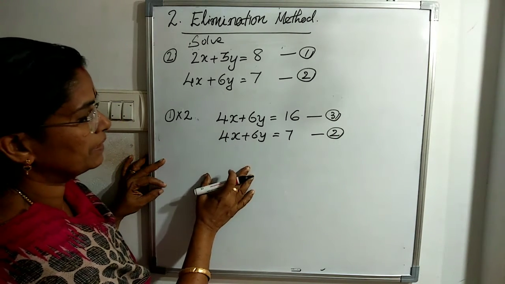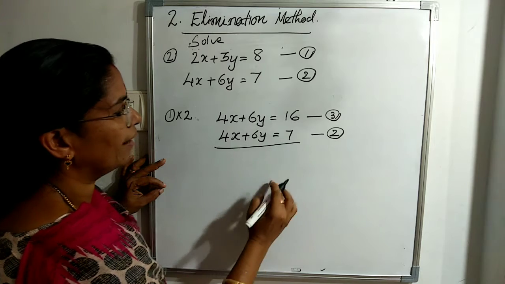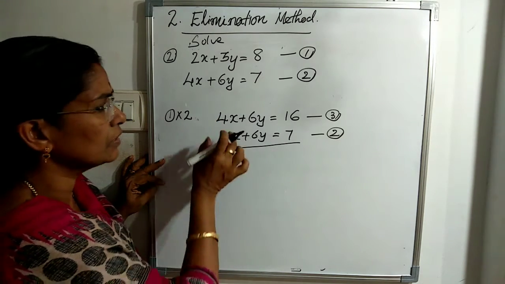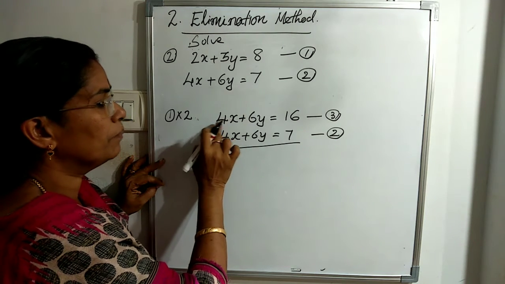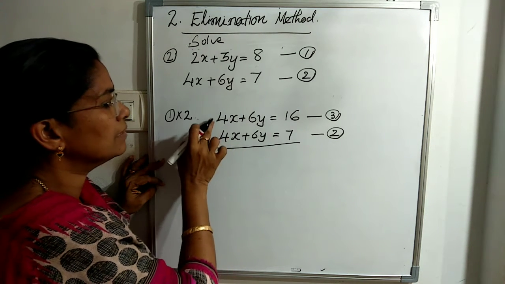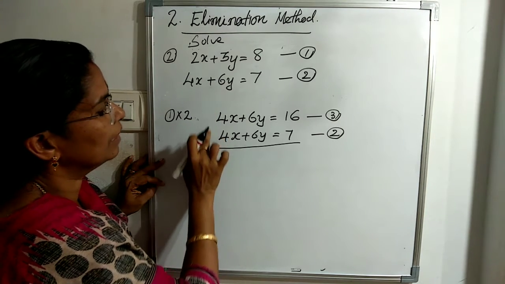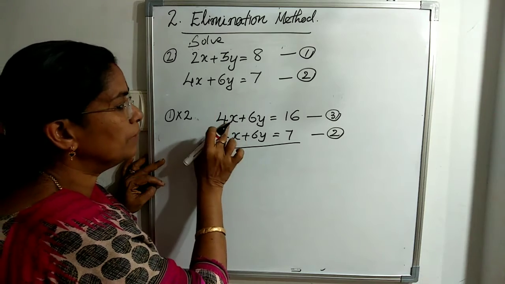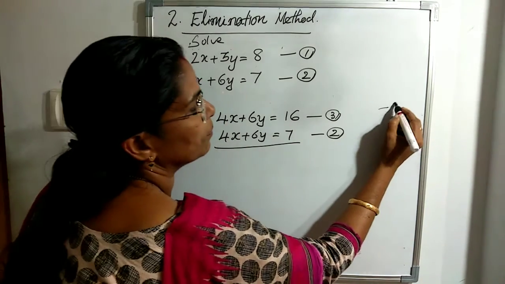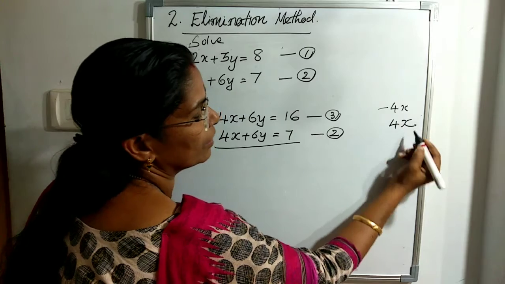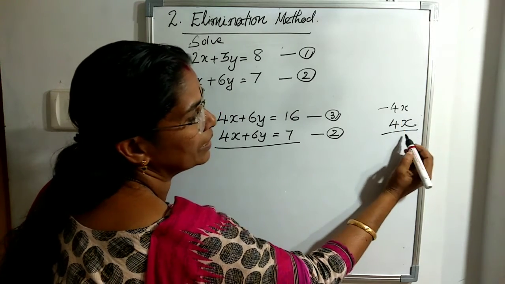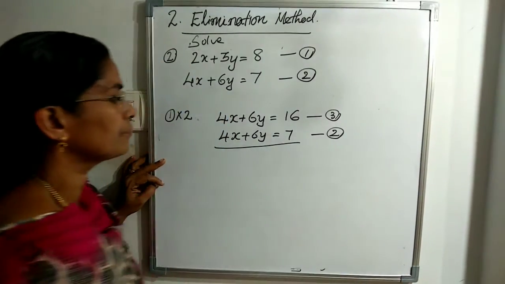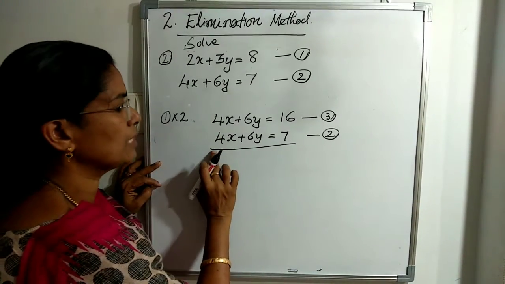Now our next step is to subtract or add. Here the same sign means always subtract. The coefficients of the variable we made the same. After that, if the signs of these terms are the same, we have to subtract. If the sign of this term is opposite, one is minus 4x and another one is plus 4x, then you have to add, then only it becomes 0. Here these two terms are positive, so we have to subtract.